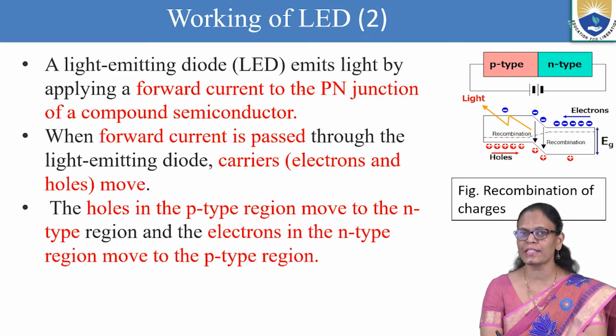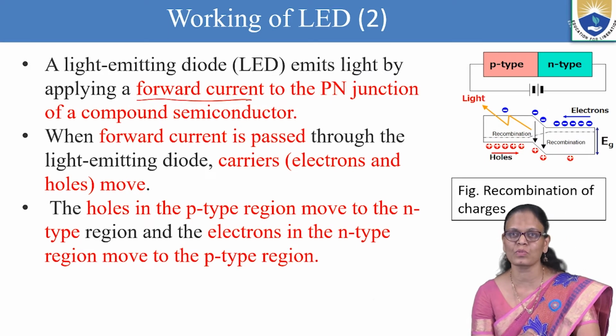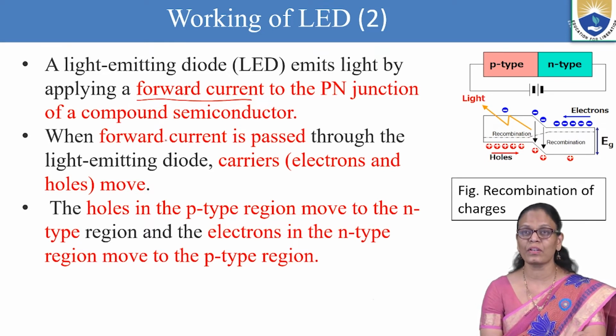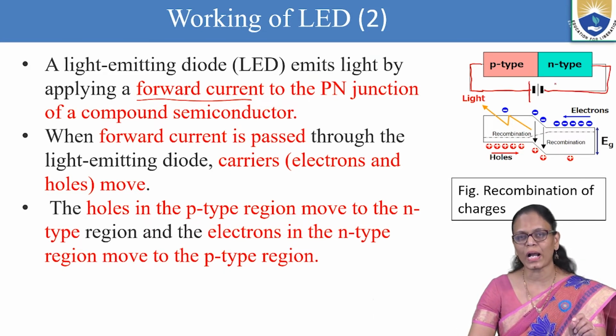Now we have already discussed that we are taking this LED and connecting it in forward bias. So what happens when a forward current is given to the p-n junction? When we are giving a forward current, it means P is connected to the positive and N is connected to the negative. Why we have to give this forward bias, we have also discussed.